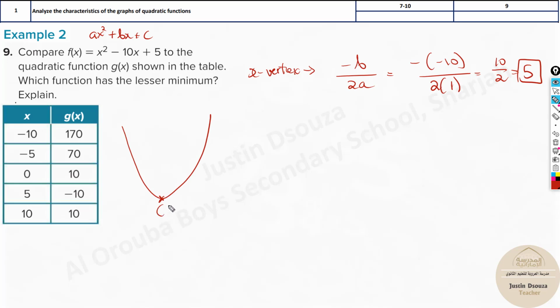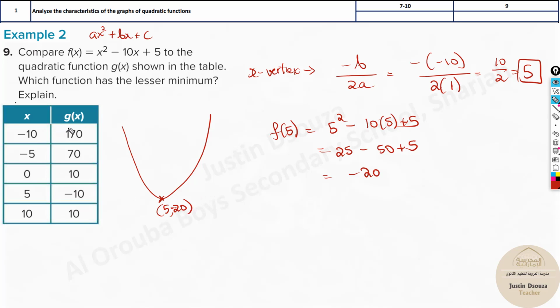This x value we found out to be 5. What is the y value? Just put the x value over here and find f of 5. The y value is f of 5, that is everywhere where x is there, put this 5 value. 5 squared minus 10 times 5 plus 5. It'll be 25 minus 50 plus 5. It'll be 30 minus 50, that is equal to negative 20. So the value of this is minus 20. So this is the minimum point. Okay, that's the minimum point.